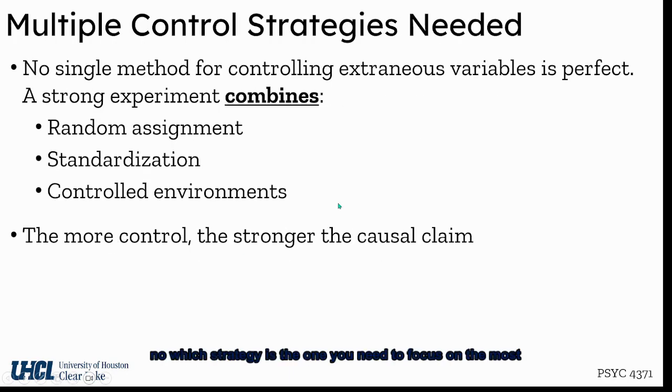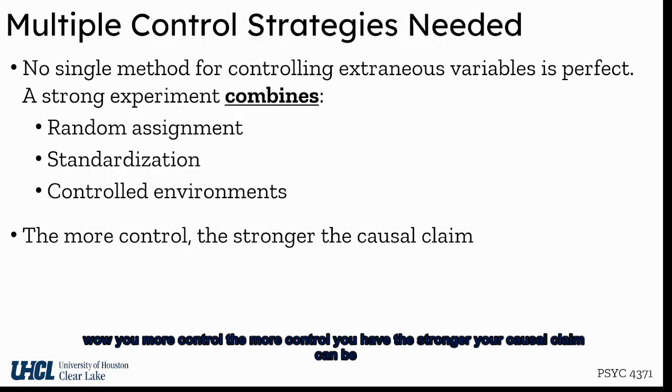Now, which strategy is the one you need to focus on the most? No single method is going to control all variables, and no single method is perfect. But a strong experiment is going to combine random assignment, standardization of procedures and rooms, and controlled environments to allow you more control. The more control you have, the stronger your causal claim can be.